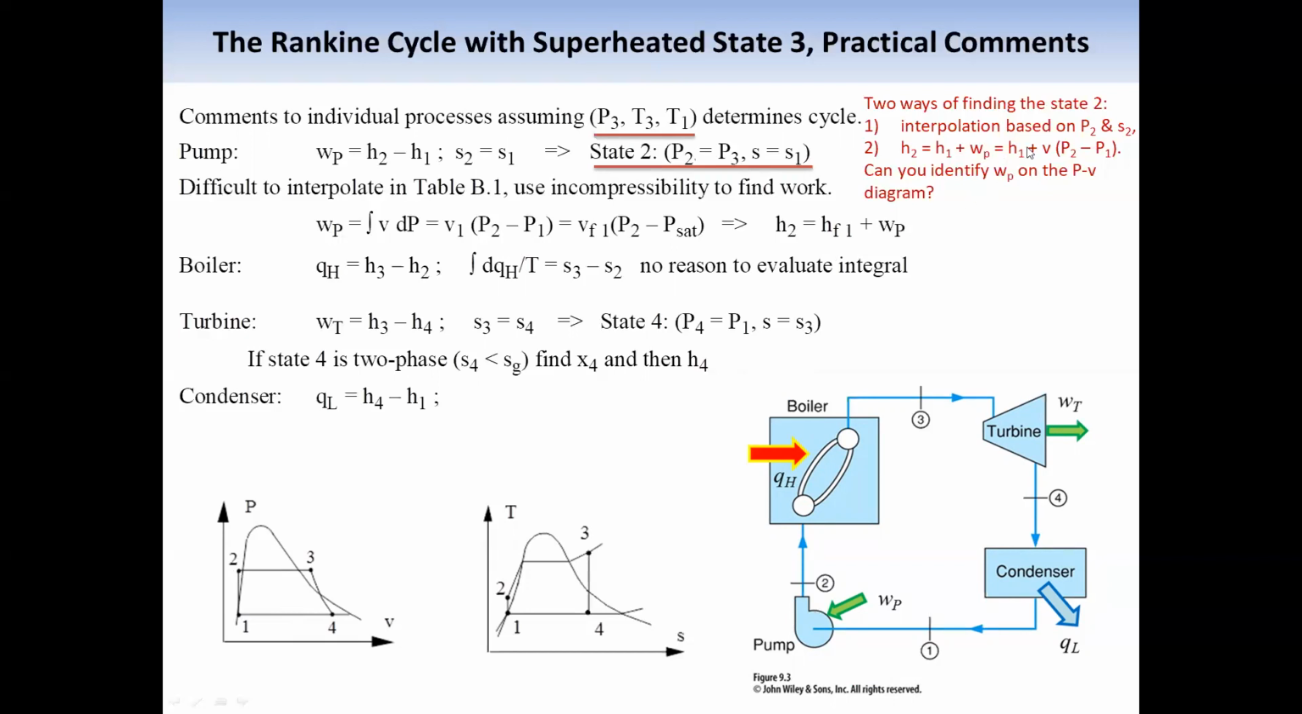Alternatively, we can also use the property table because entropy remains the same in this vertical line process on the TS diagram. We can find the properties of state 2 easily.